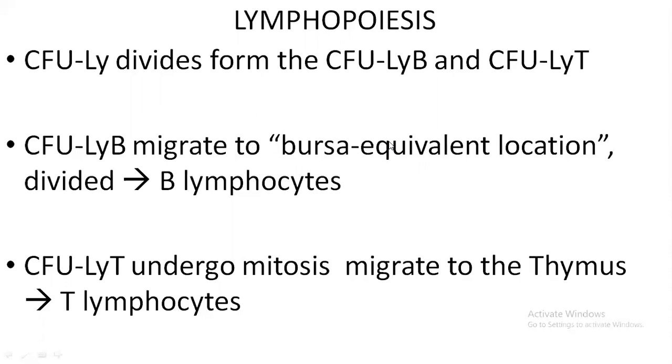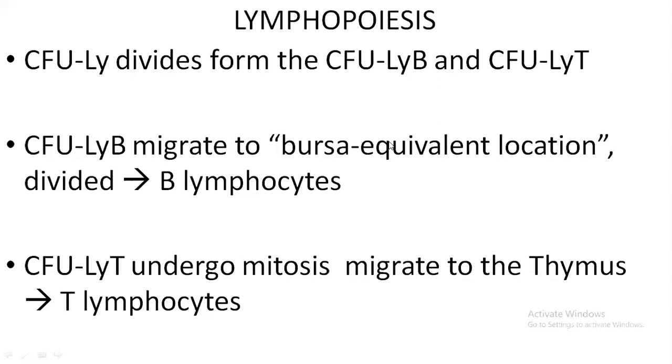But in mammals, there is no cloaca. So the bursa equivalent refers to structures that are associated with lymphoid tissue. You can have lymphoid tissue in the GIT, so you have gut-associated lymphoid tissue, and also other lymphoid tissue like the lymph node. The colony-forming units, lymphocyte B, will migrate to those bursa equivalents, and that's where they will mature into B lymphocytes. Once activated, these B lymphocytes differentiate into plasma cells, and then they start producing antibodies against pathogens.